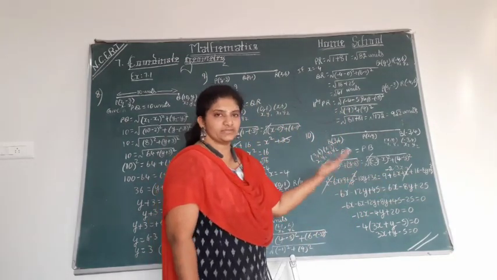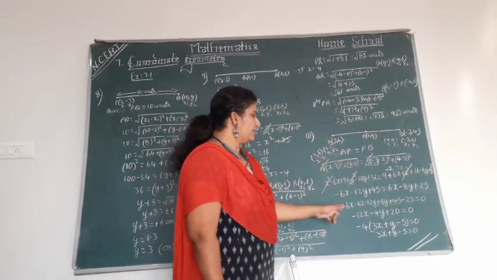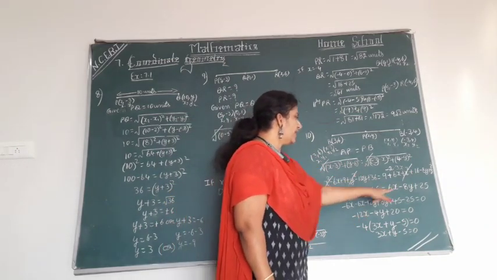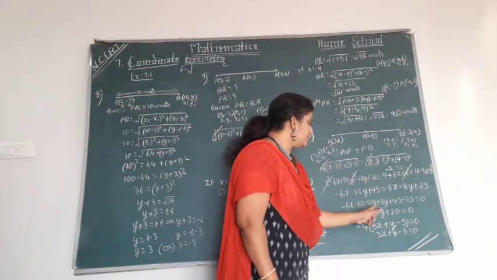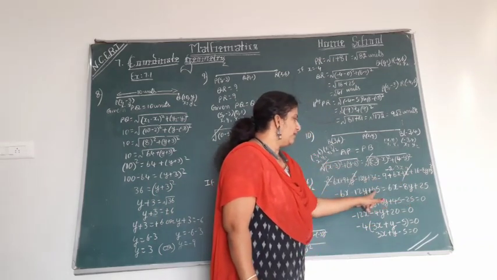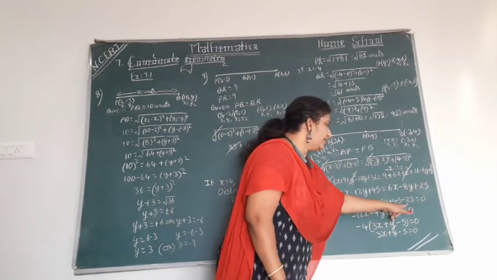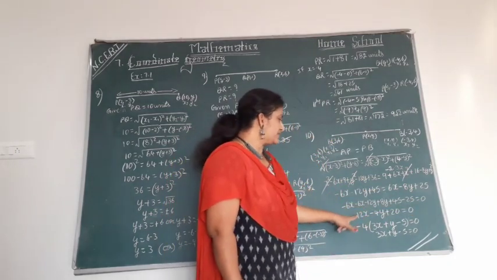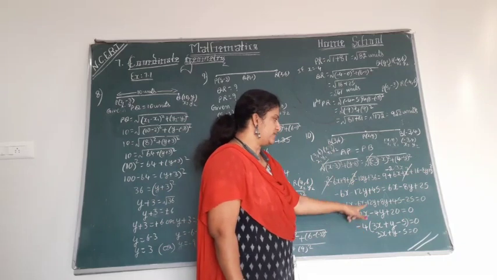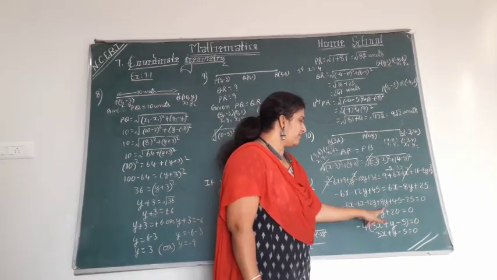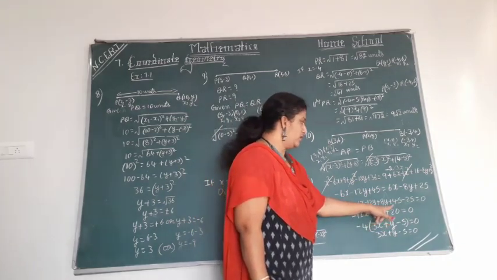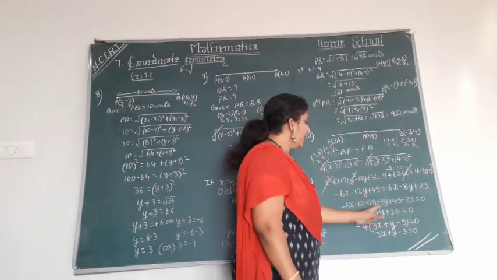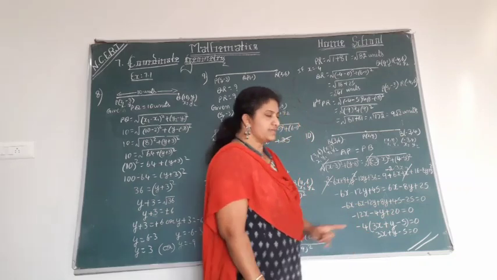Bring all the terms to one side. What happens? Minus 6x minus 6x. Minus 12y minus 8y if it comes this side, plus 8y, plus 45 minus 25 equal to 0. Minus 6x minus 6x will be minus 12x. Minus 12y plus 8y will be minus 4y. 45 minus 25, 20.